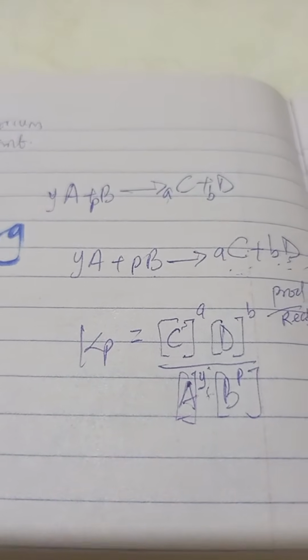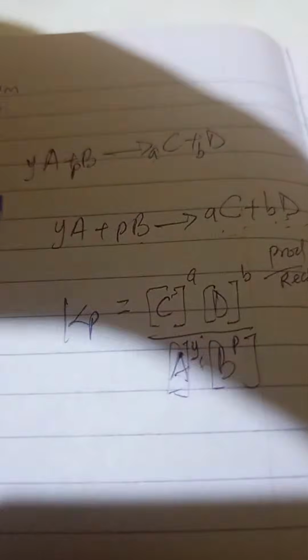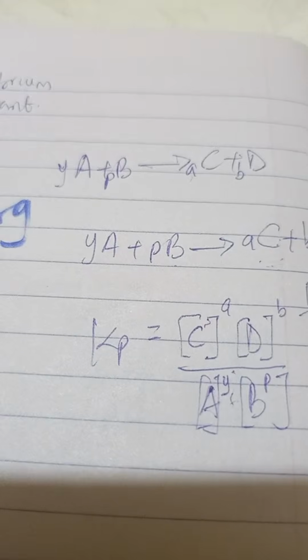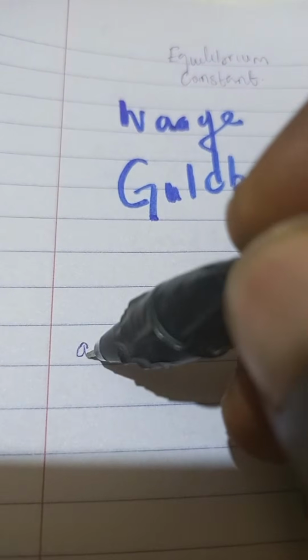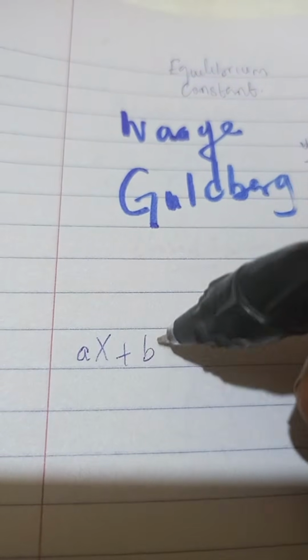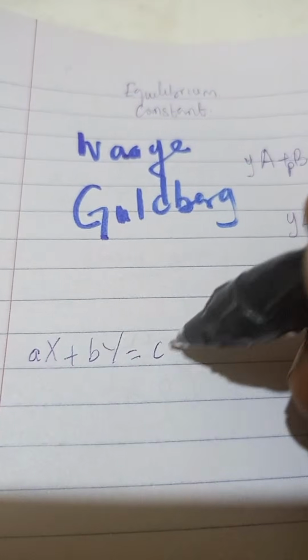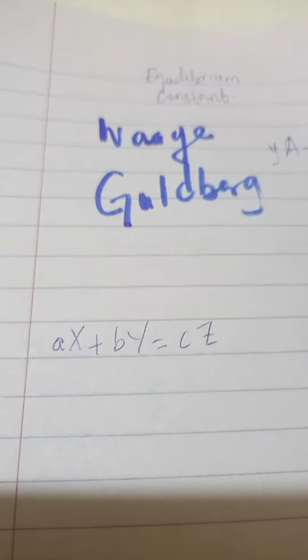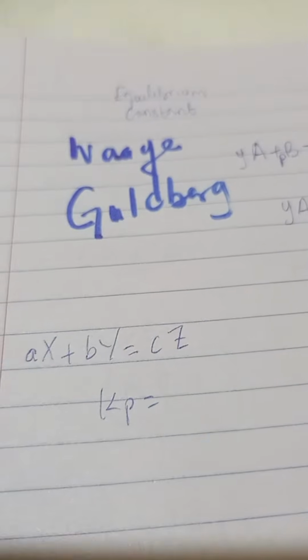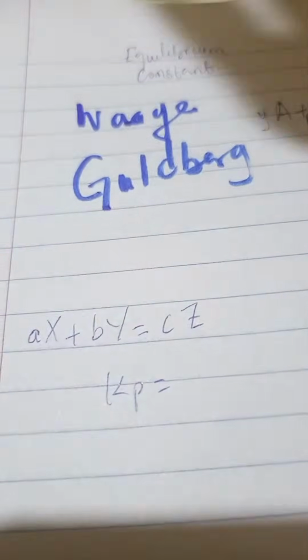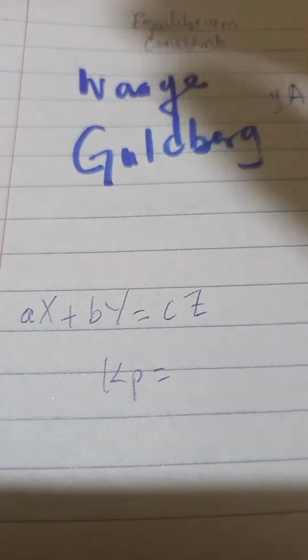So I'll move to Le Chatelier's principle now, and we'll continue from there. Any question before I move on? But anyone that wants to try, you can try this one now. Tell me the equilibrium constant of this reaction: AX plus BY equals CZ. Write the equilibrium constant expression. Yeah, try it if you know the answer. Give it a try.